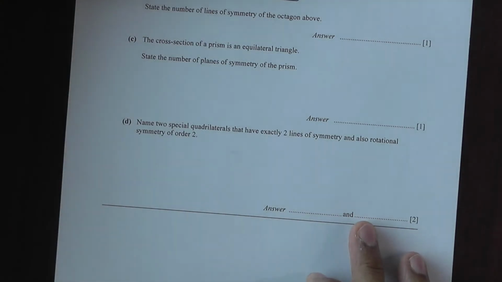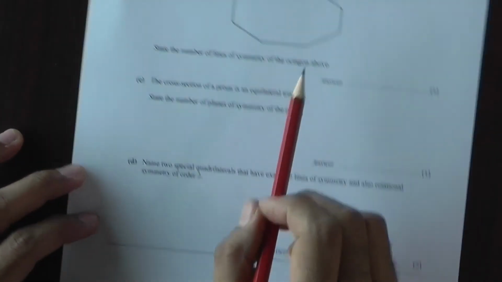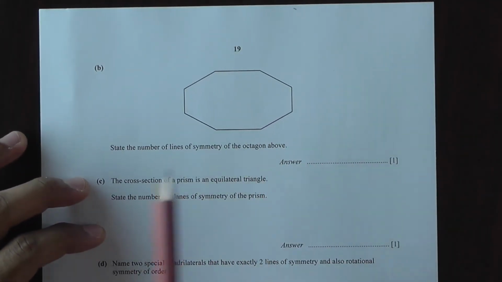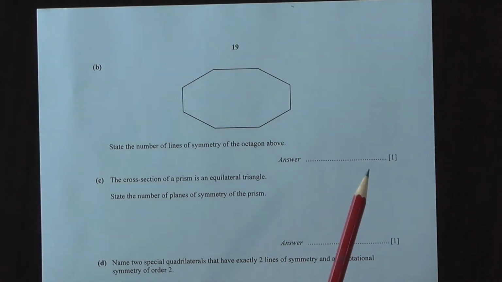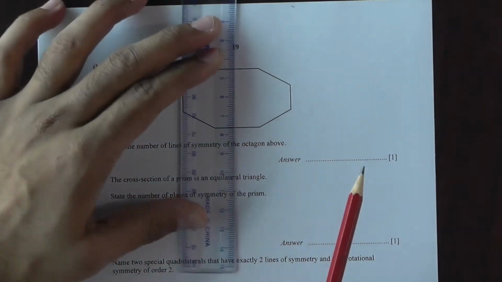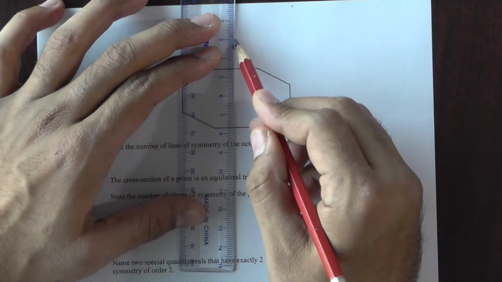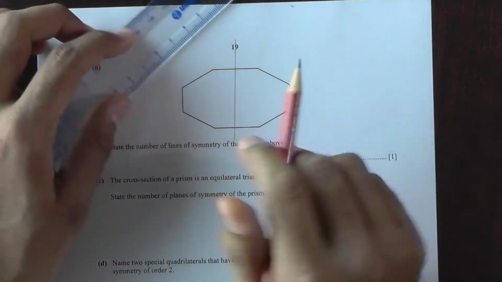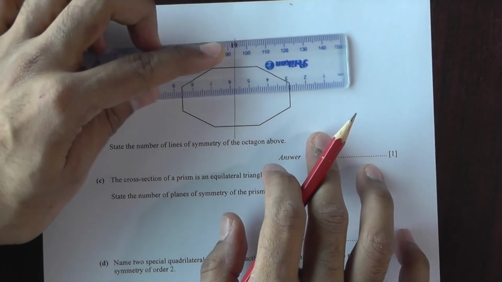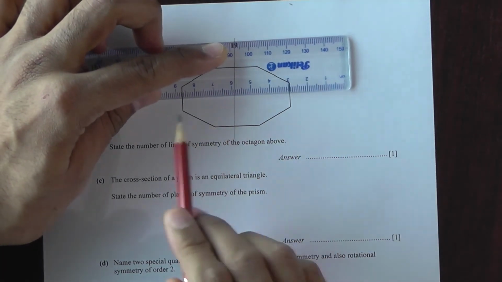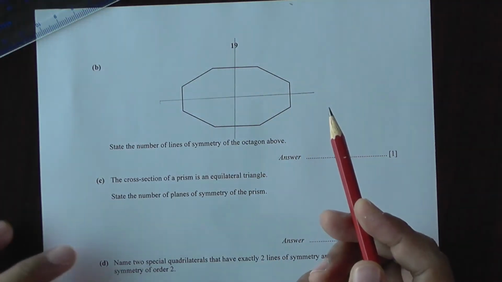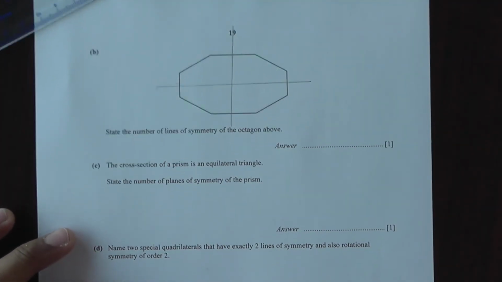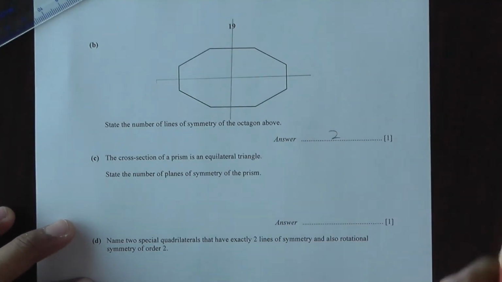The next part says, state the number of lines of symmetry of the octagon. I hope this shape is visible. So this is pretty simple. If you draw a straight line right through the center, imagine this is the center, might be a little crooked. And then if you draw a horizontal line like this, that's also going through the center. The lines of symmetry are 2.